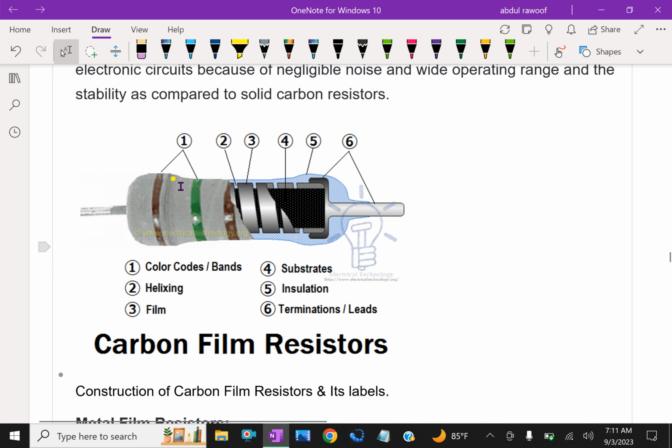Here, look at this. These are color codes to calculate the resistance value, and helixing, insulation, film, and termination leads are given in the assembly here.